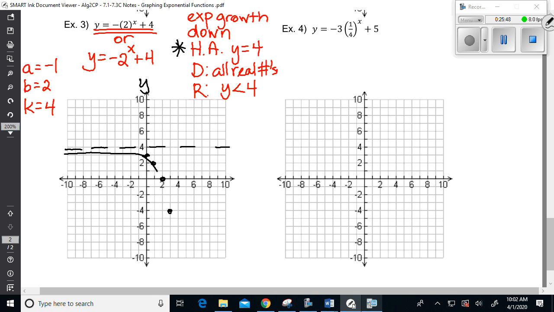So now you can do your curve. Flirts, and then curves down. So normally exponential growth goes that way and shoots up. So notice that since the A value is negative, it's literally just being flipped over the horizontal asymptote. So it's still exponential growth, but since A was negative, it got flipped over.